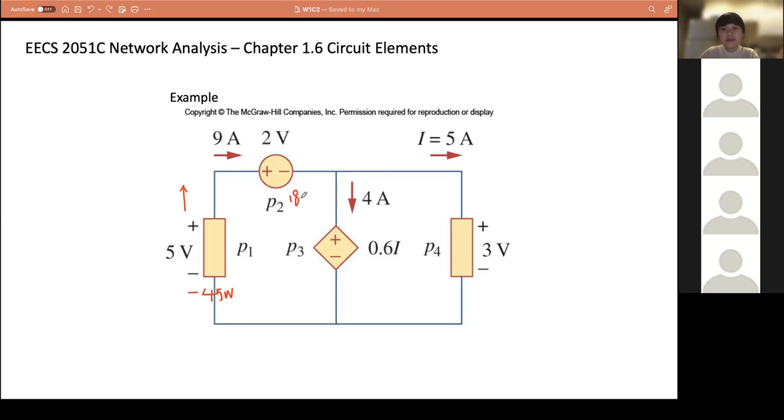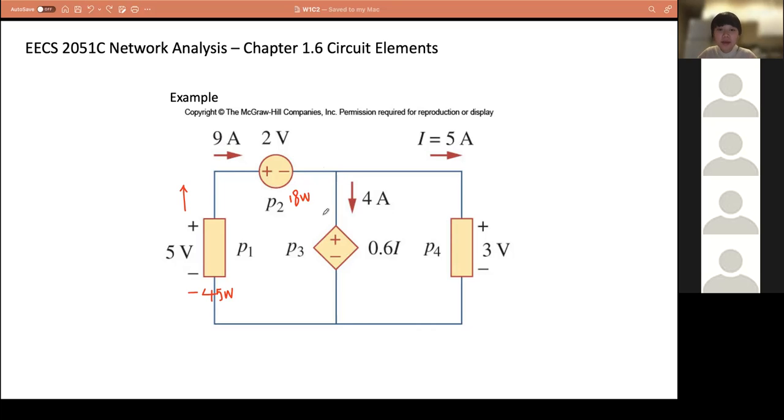so positive 18 watts. If you still remember, at the beginning of this class I said even if we have a power source in the circuit, it's not necessarily supplying power. Here you can see it's actually receiving power from the circuit.